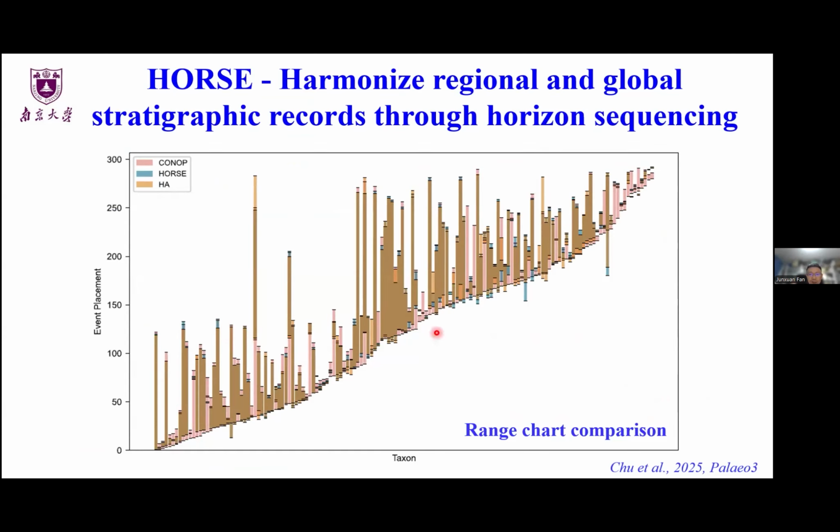And this chart shows the performance based on the range chart of three different approaches, including the CONOP and the new program HORSE. You can see some of the taxa. This range chart contains about 130 species. And you can see a few of them, for example this one and this one, show significant difference among those three methods. But for most of them, their first appearances become quite consistent. And we did some test evaluation on them, and they are significantly correlated with each other.